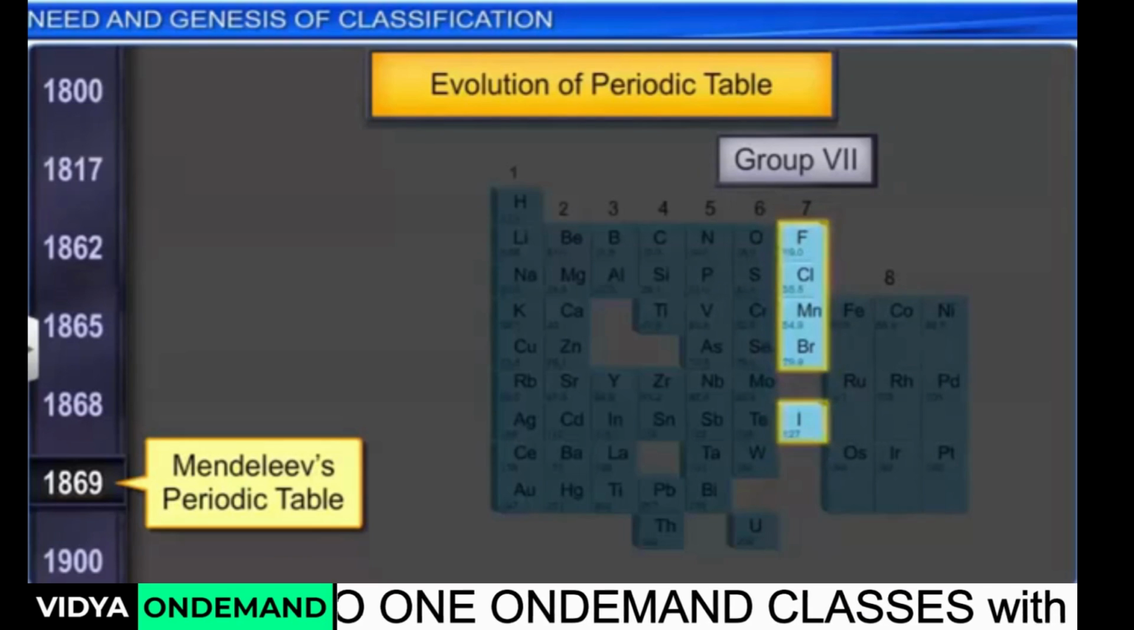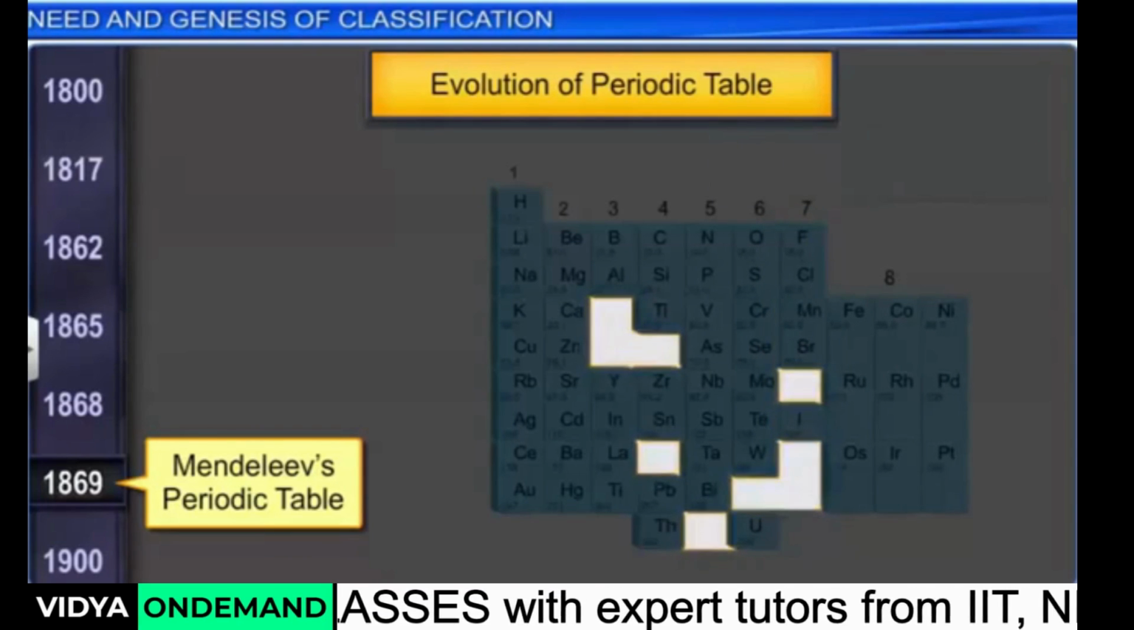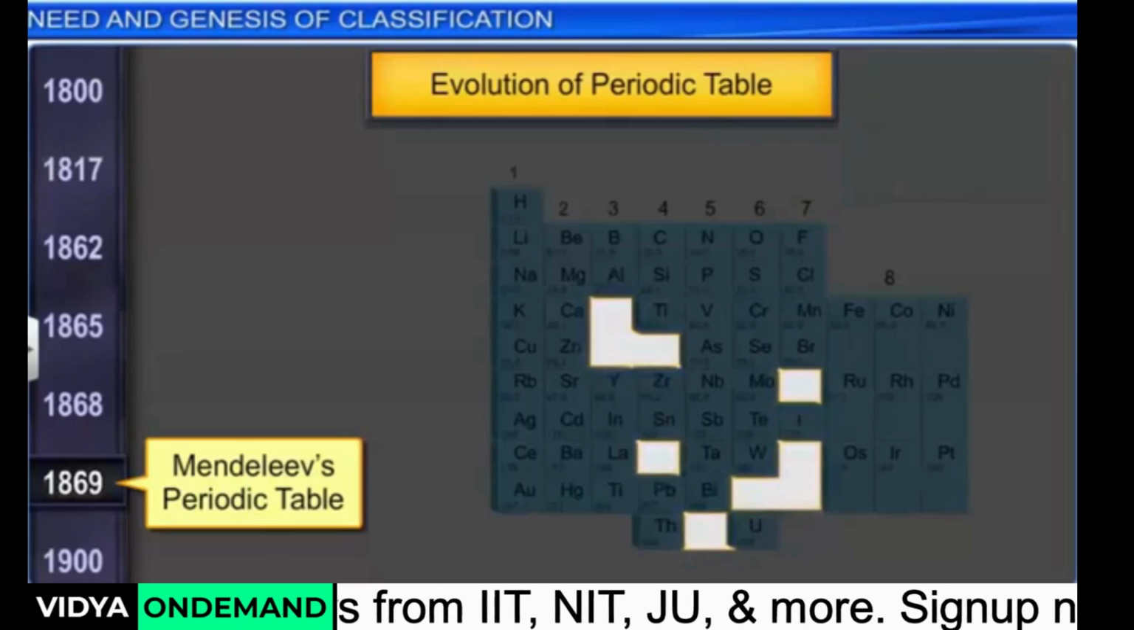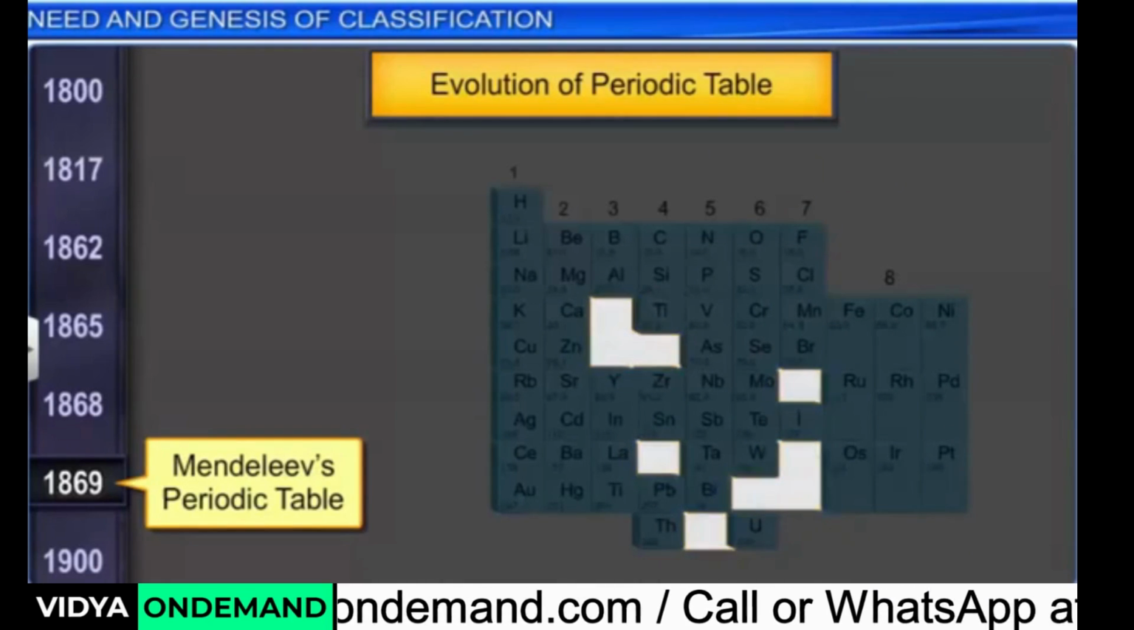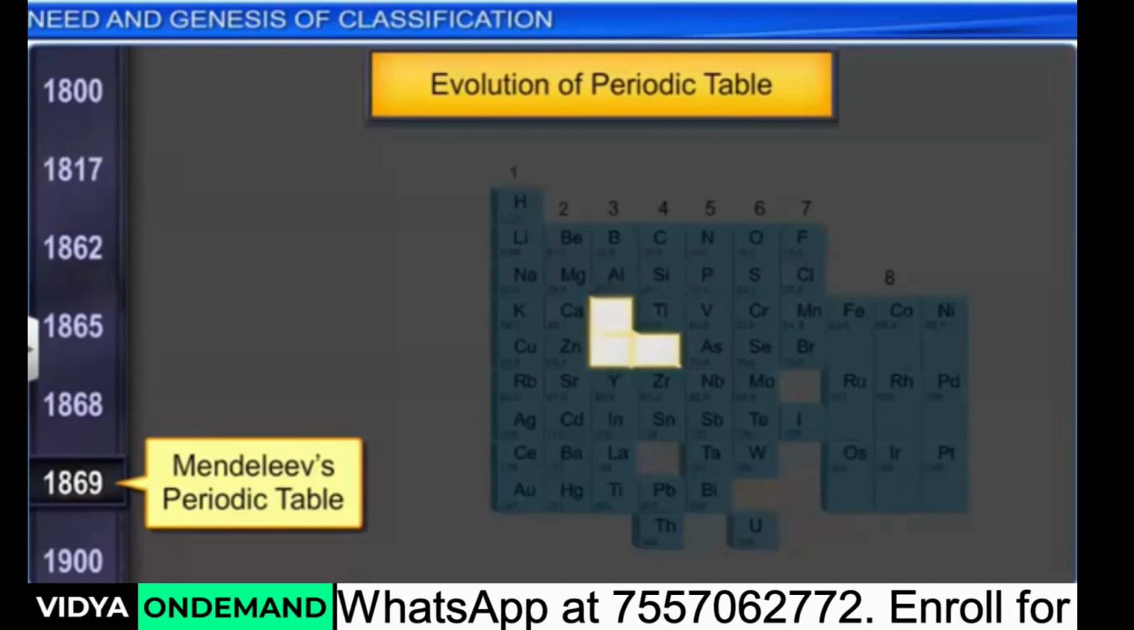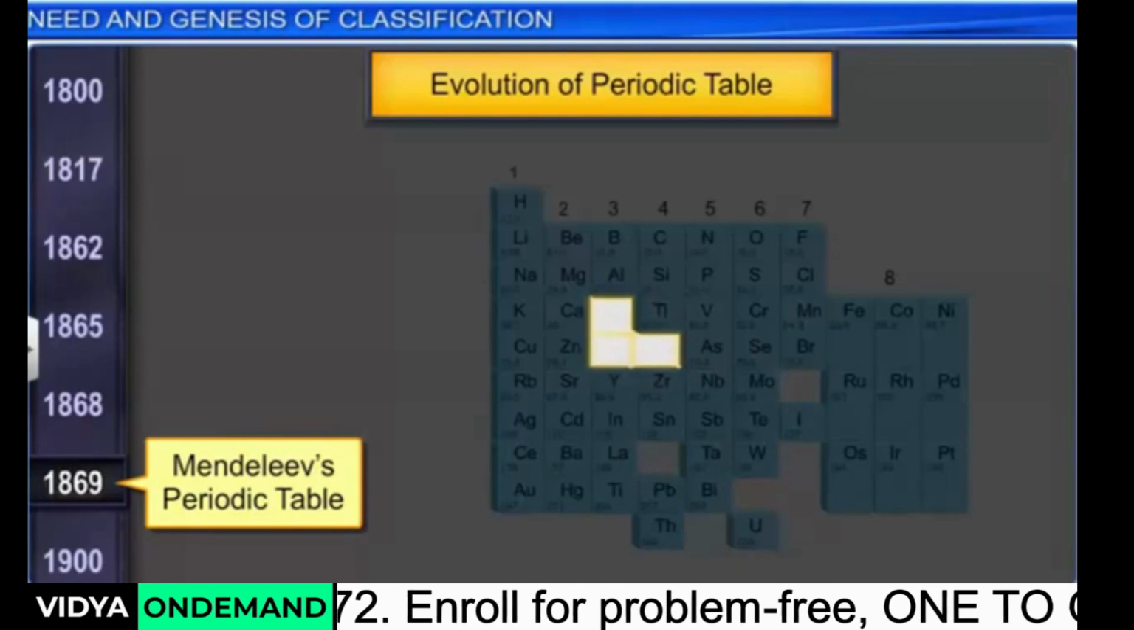Mendeleev also left gaps in the table for undiscovered elements. For example, he left gaps under aluminium, silicon and boron in the periodic table for yet to be discovered elements.